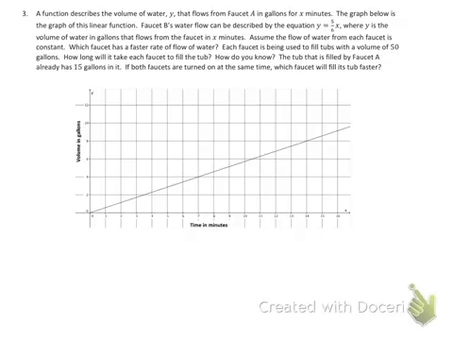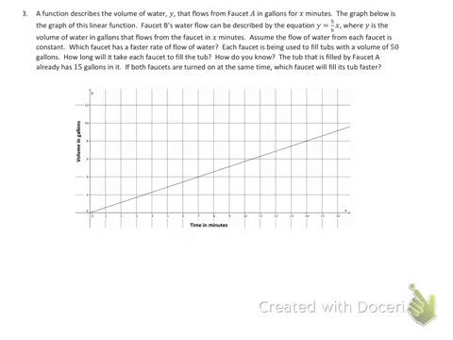Each faucet is being used to fill tubs with a volume of 50 gallons. How long will it take each faucet to fill the tub? How do you know? And the tub that is filled by faucet A already has 15 gallons in it. If both faucets are turned on at the same time, which faucet will fill its tub faster?